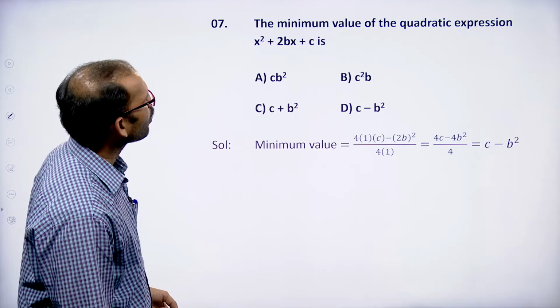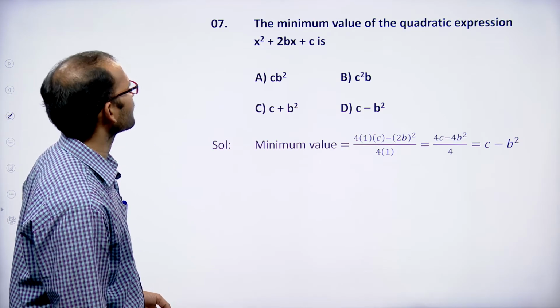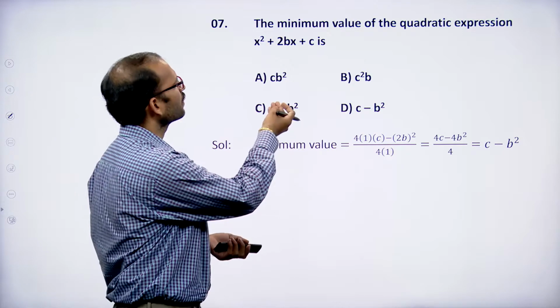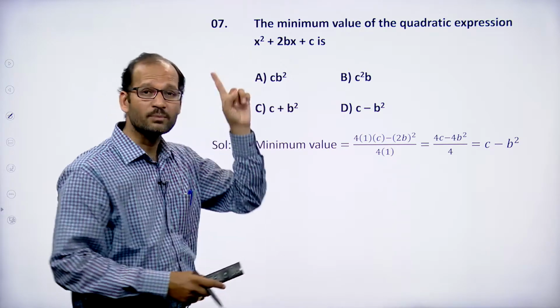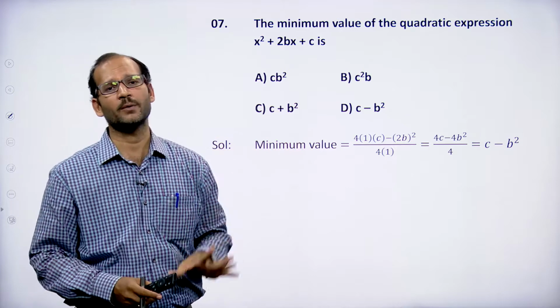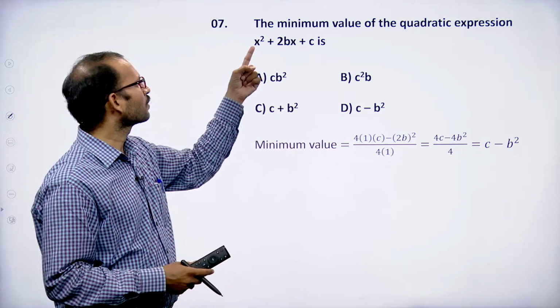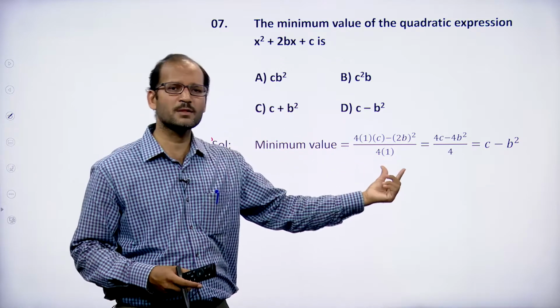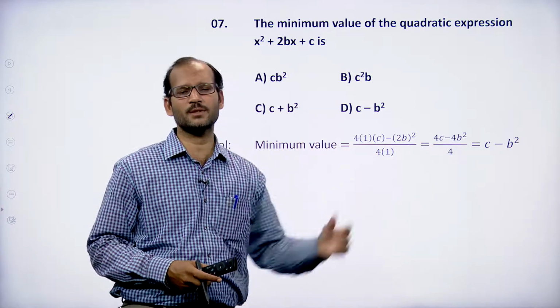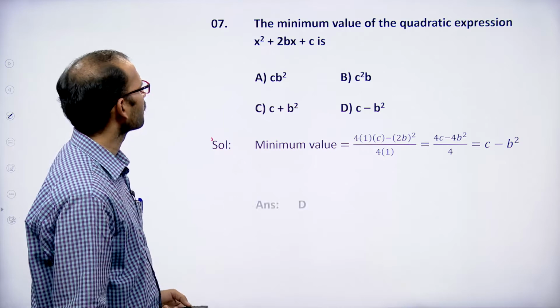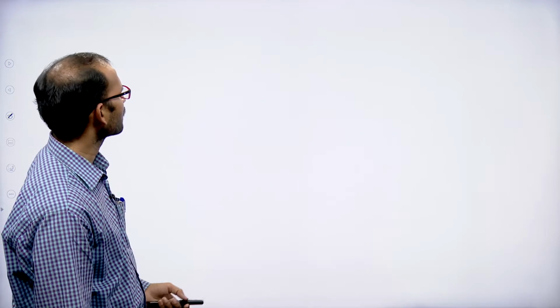The minimum value of the quadratic expression x square plus 2x plus c is similar. Here the x square coefficient is 1, positive, so it will have a minimum value, it will not have a maximum. The maximum is plus infinity, as we discussed earlier. The coefficient of x is positive, so the minimum value is (4ac minus b square) by 4a. Substituted, we got c minus b square. Another simple one. Yes, c minus b square is my answer, right?